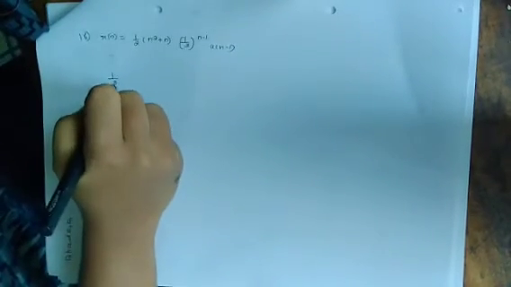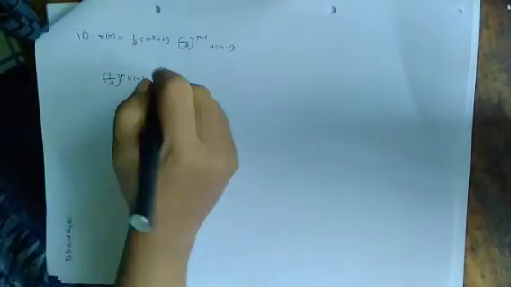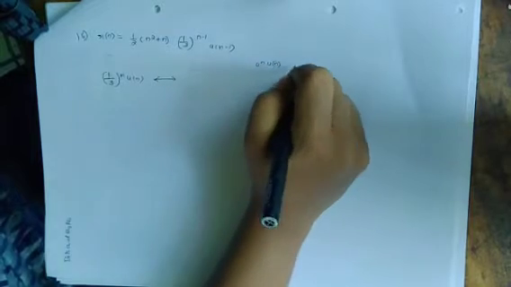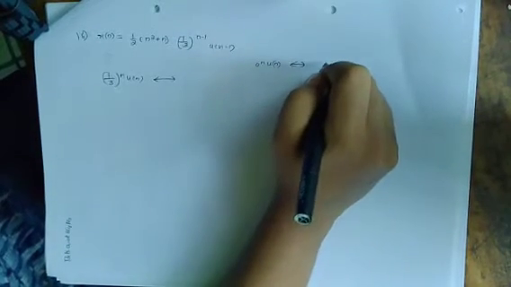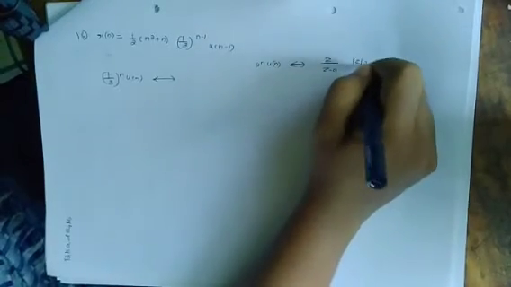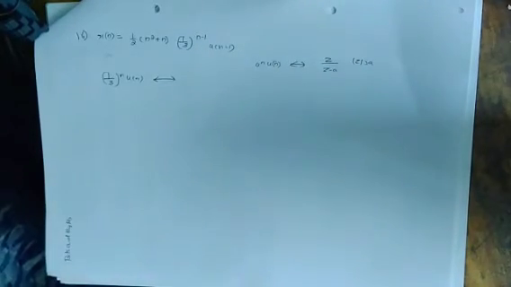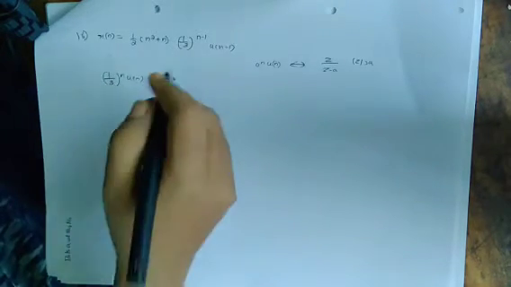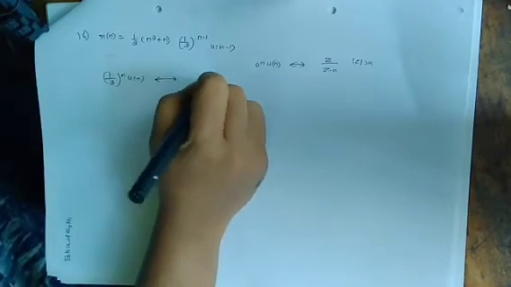So I am just going to write the z transform of 1 by 3 raised to n u of n. A raised to n u of n has a z transform equal to z divided by z minus a, with ROC greater than a. Like that, 1 by 3 the whole raised to n u of n will have a z transform equal to z divided by z minus 1 by 3.